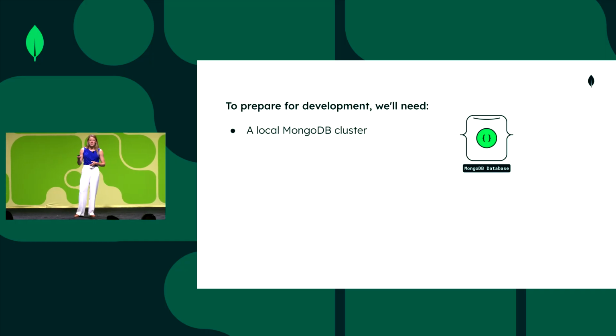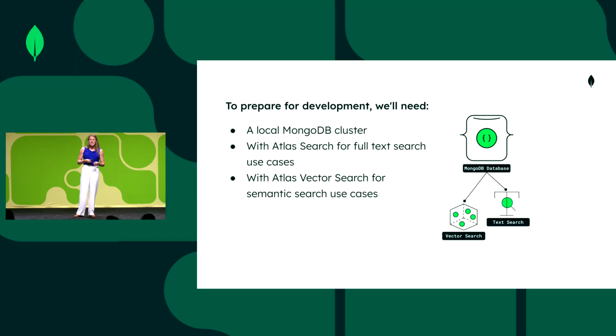Okay, what else do we need now? We said our application allows users to search through the museum's collection with full text and also with semantic search. So our local cluster needs to be able to do full text search with Atlas Search. And we also need to include Atlas Vector Search to develop our semantic search use cases. And of course, it's hard to develop and test our application without any test data, so we'll need to set that up too.